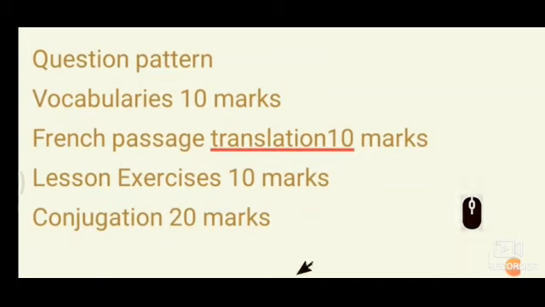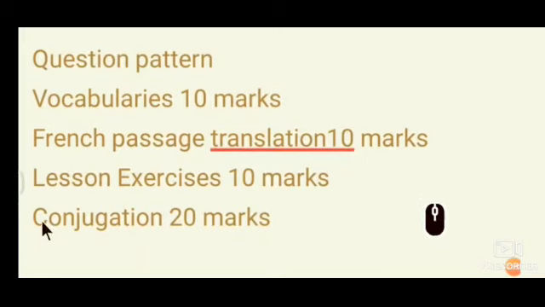And the next thing is French passage translation, 10 marks. For this passage translation you will not have any choice. Instead, only one French passage will be given. Either it will come from lesson 1 or lesson 2. But you have to revise both lessons, write and see, and that's how you will get 10 marks. You have to present it very neatly, and I will tell you how to present it when I get into the lesson. Okay?